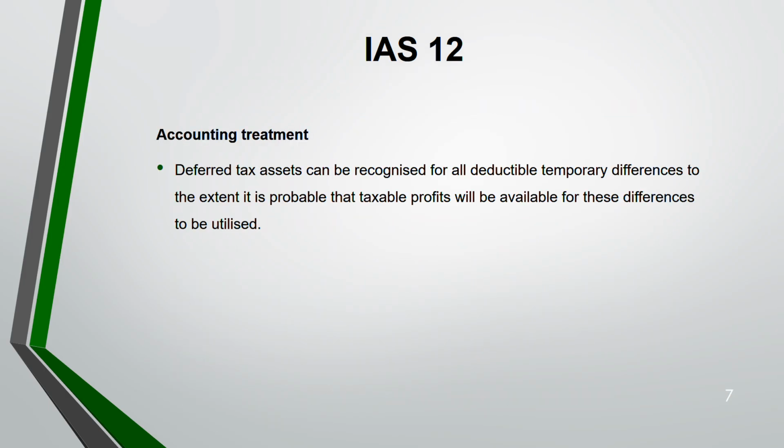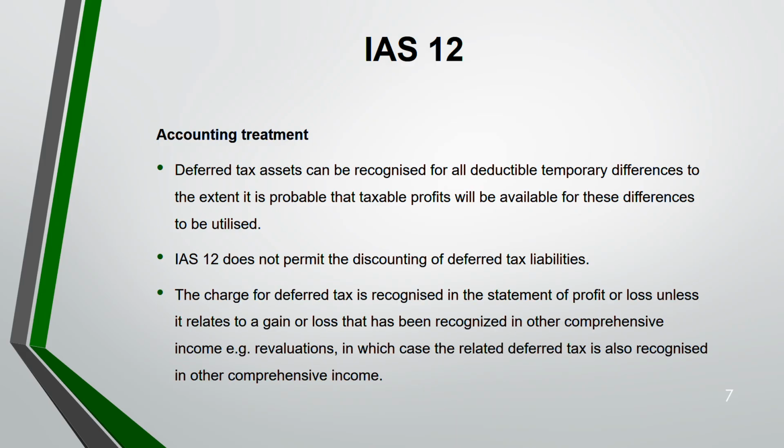Now the accounting treatment. Once you have decided that it's a deferred tax asset or a deferred tax liability, a deferred tax asset will be recognized on all deductible temporary differences, but to the extent that it is probable that taxable profit will be available in the future. Because if taxable profit is available in the future, you can utilize those losses against the taxable profit. Next, IAS 12 does not permit the discounting of deferred tax liability because it's very complex.